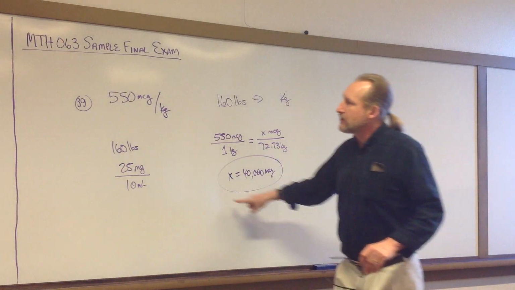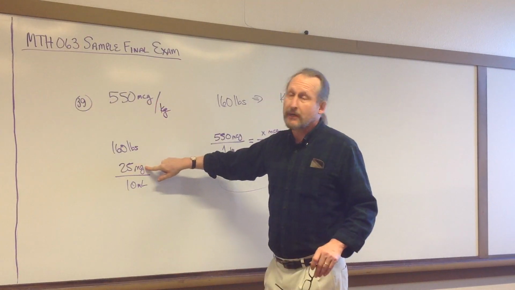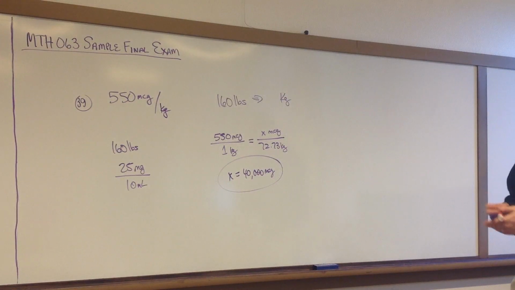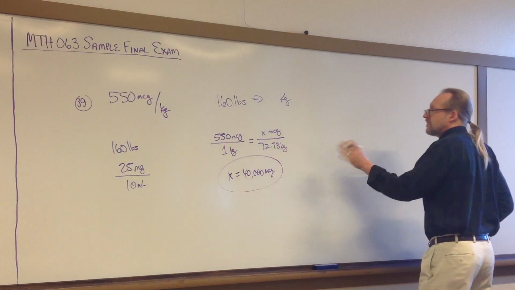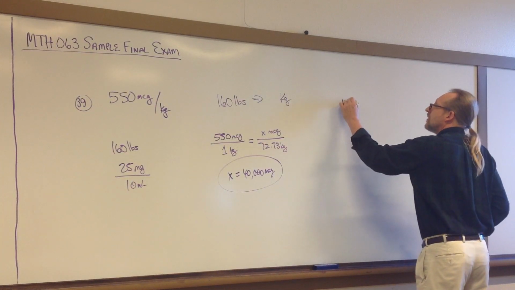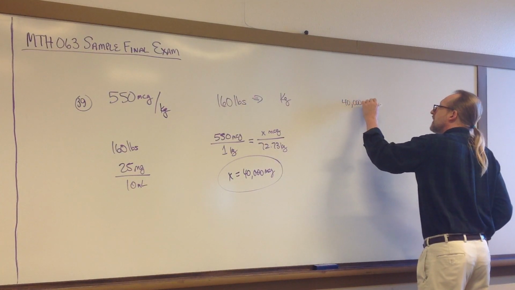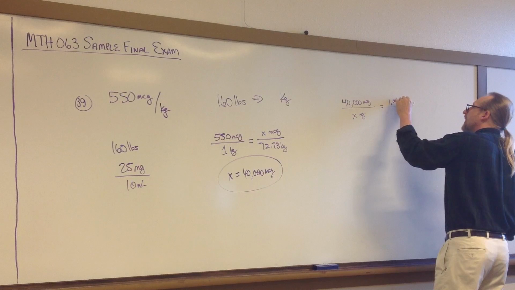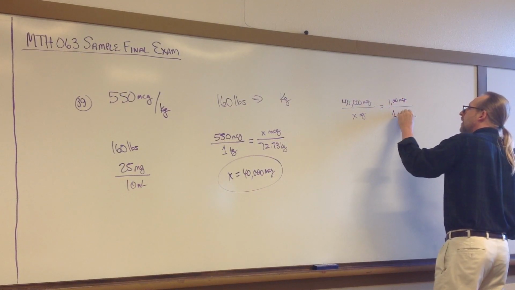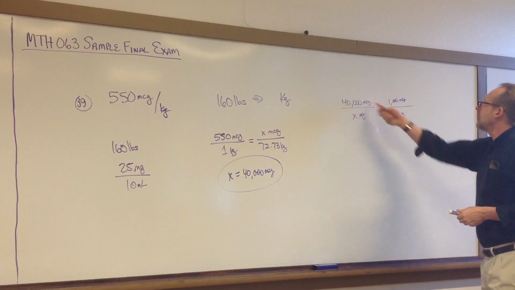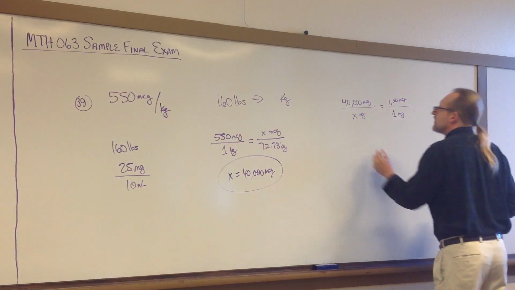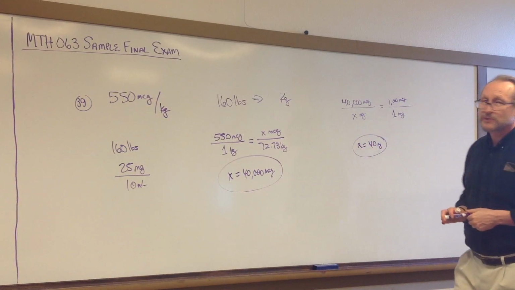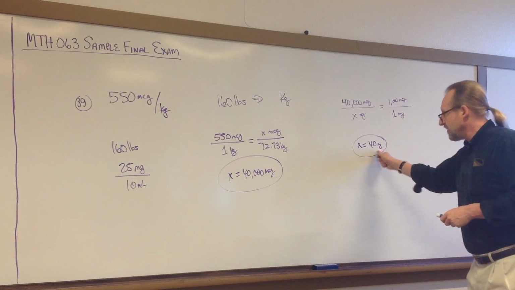All right, here's the thing. Notice this is micrograms, this is milligrams. So we need to change that 40,000 micrograms into milligrams. It's going to be 40, right? Because there's 1,000 micrograms in every milligram. But let's go ahead and set this up. 40,000 micrograms, X milligrams, and we know that there are 1,000 micrograms in 1 milligram. And so it's 40,000 times 1 divided by 1,000, and so X is 40 milligrams. So that's how much we're supposed to give the patient, 40 milligrams, right?